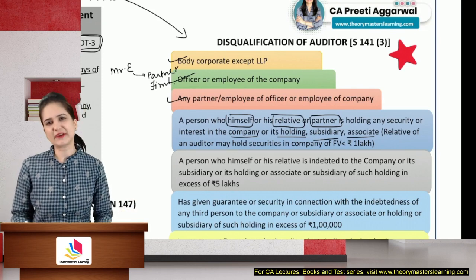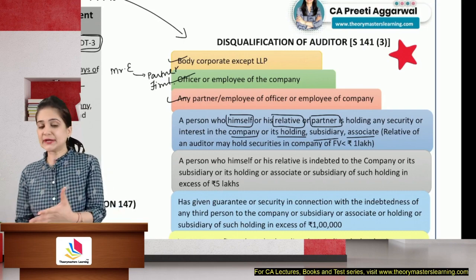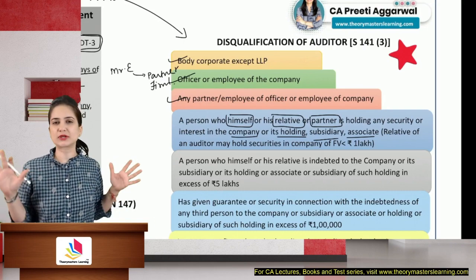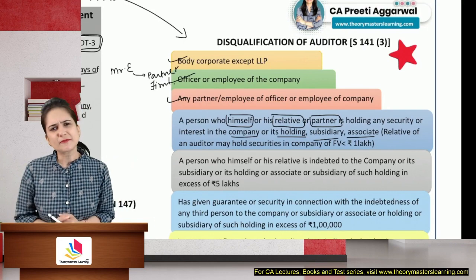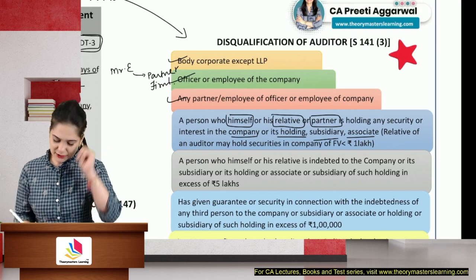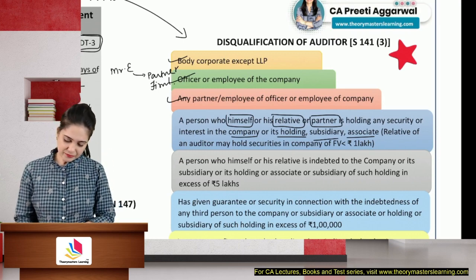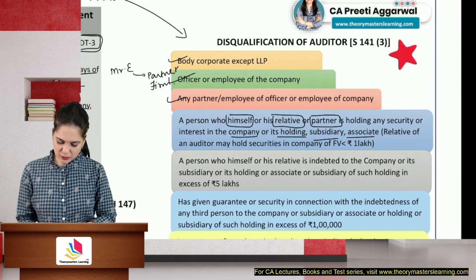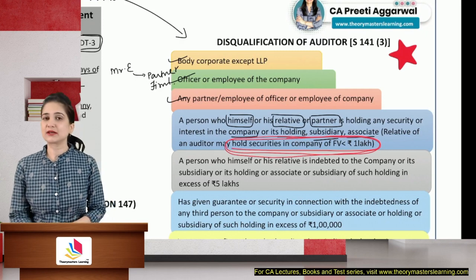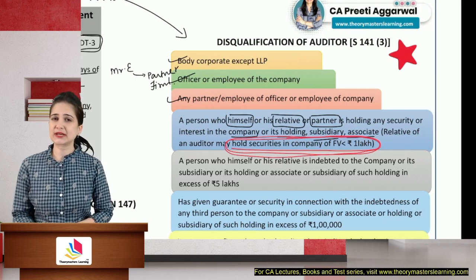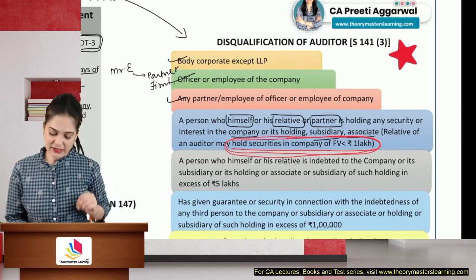But I think this is unfair, no? You or your relative or your partner, you cannot hold security. Why punish the relative? So the law has given some relaxation. The relative of the auditor can hold securities in the company of face value up to rupees 1 lakh. So yes, your relative can hold securities in the company up to face value rupees 1 lakh.